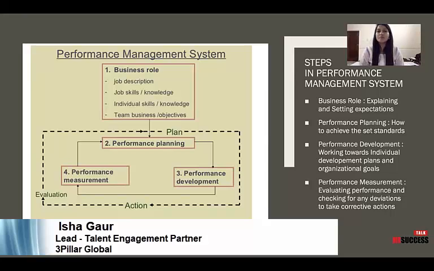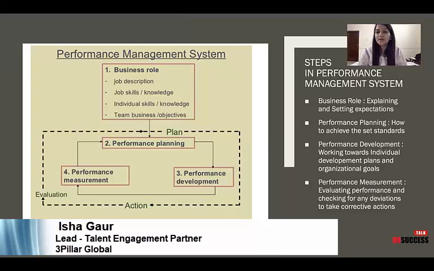The steps included in performance management system are four, starting with the business role. What do we mean by business role? We have to set expectations. We have to explain the job description to the person. We should know what job skills or knowledge are required for that particular role, and what individual skills or knowledge are required for that role.